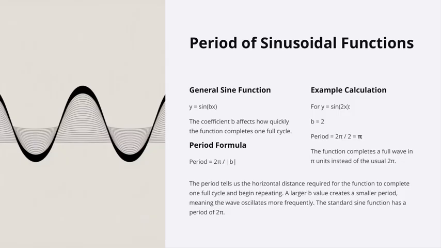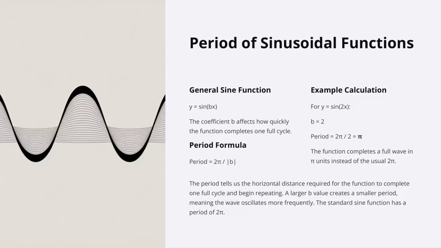For example, if we look at y equals sine of 2x, here b is 2. Plugging that into our formula, the period becomes 2 pi divided by 2, which simplifies to pi. That means, instead of the usual 2 pi, this function completes a full wave in just pi units. This concept is important because the period essentially measures how long it takes for the wave to repeat itself. When b is larger, the period gets smaller, so the wave oscillates more frequently. Conversely, with a smaller b, the wave stretches out and completes a cycle over a longer distance.